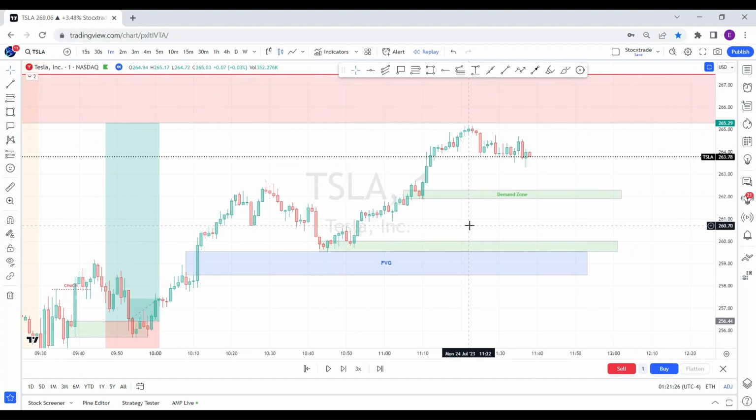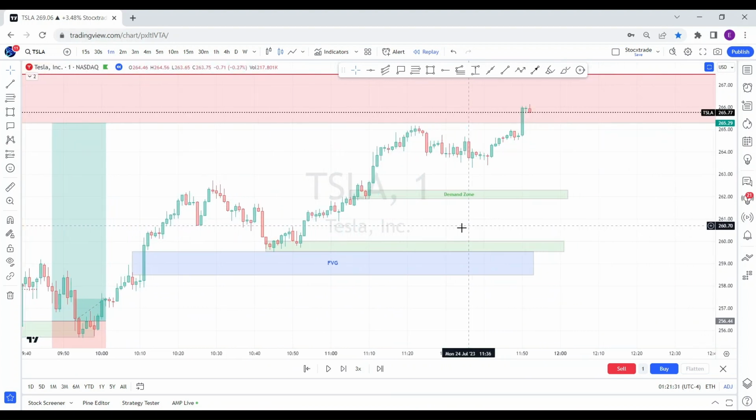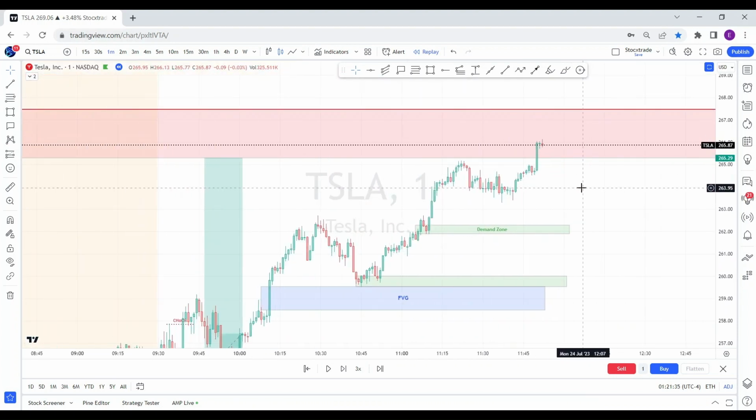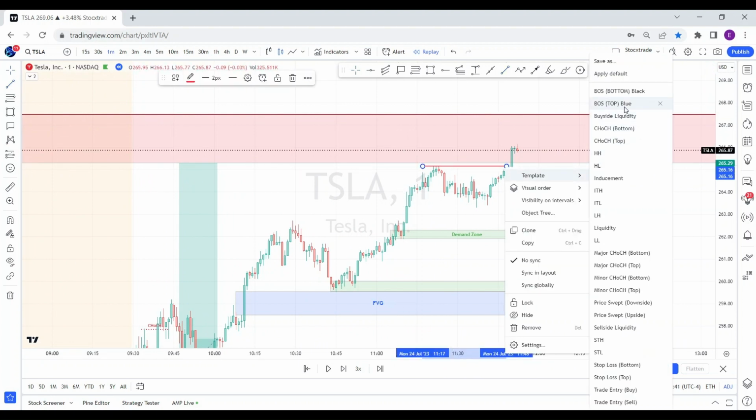So just see that if the price is coming or hitting the target. The price already hit the target and it has left this liquidity. Okay, so this liquidity has been generated.